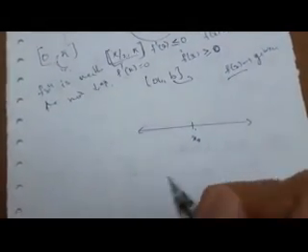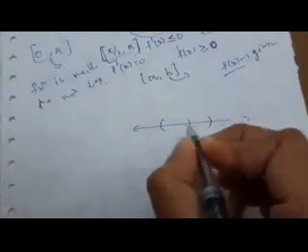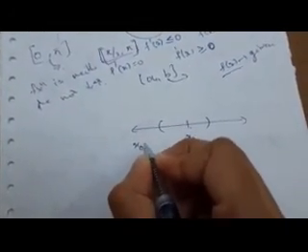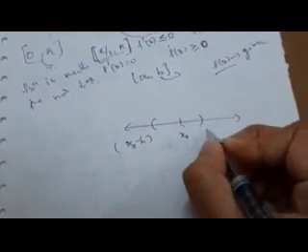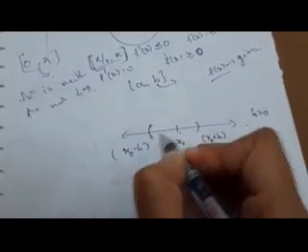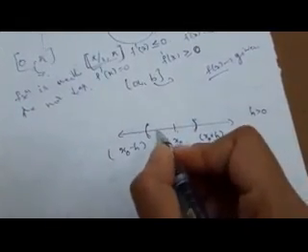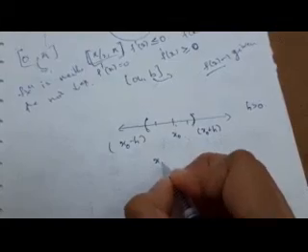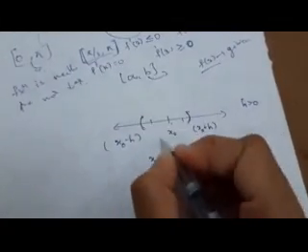When they ask about x0, we consider one interval around x0. That interval is x0 minus h to x0 plus h, where h is some number greater than 0. So we are taking some points around x0. Now within this interval I consider any two points, say x1 and x2.